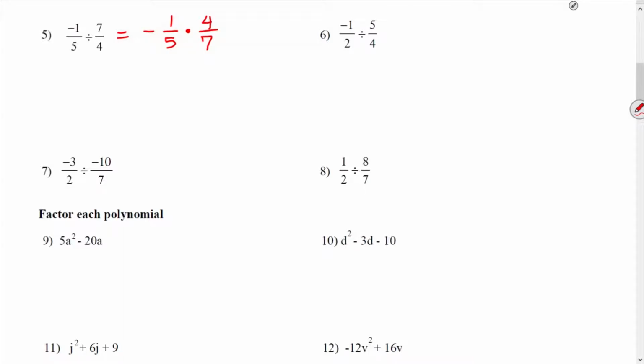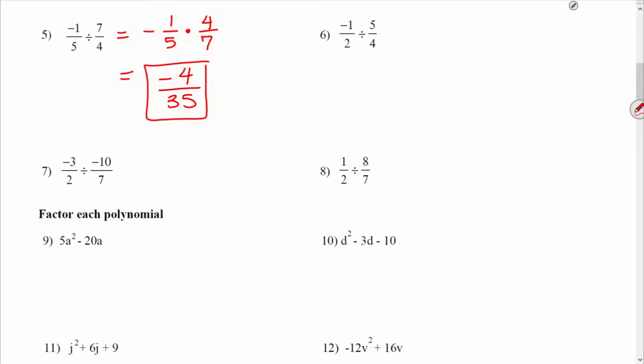Okay, because you keep the first term, you change the sign from division to multiplication, and then you flip the second fraction. But you're multiplying by the reciprocal instead of dividing the fraction. And from there, we do the exact same thing that we did for multiplication. I can't do any cross-canceling here, so I now multiply the numerators together. -1 times 4 is -4, and the denominators together, 5 times 7 is 35, and this is the fraction that I get.